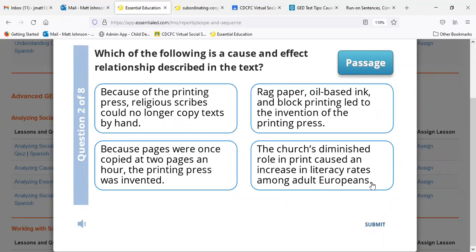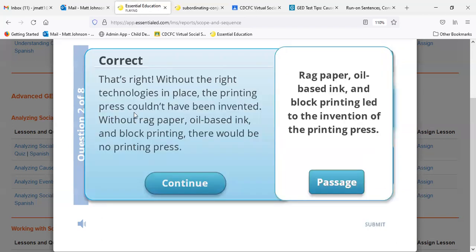So basically your rag paper, oil-based ink, and block printing led to the invention of the printing press. Just like today, the invention of the integrated circuit led to our computers and our cell phones and things like that. We don't have to have vacuum tubes like old school televisions to manage our circuitry anymore, right?